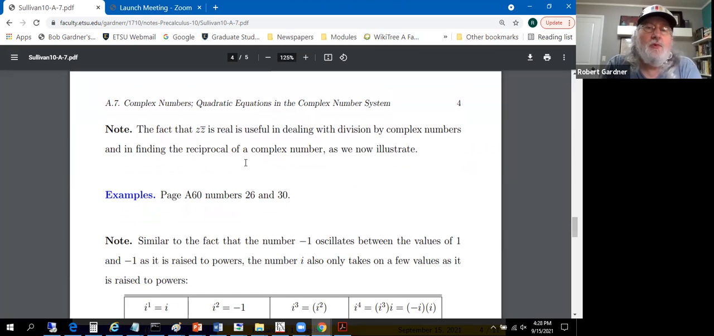So Z times Z conjugate, this is real. Turns out this is what we'll use when dealing with the division of complex numbers. If we want to find the reciprocal of a complex number, we'll use this conjugation stuff. If we want to divide complex numbers, we'll use this conjugation stuff. So we can put those reciprocals and those quotients in standard form for complex numbers.